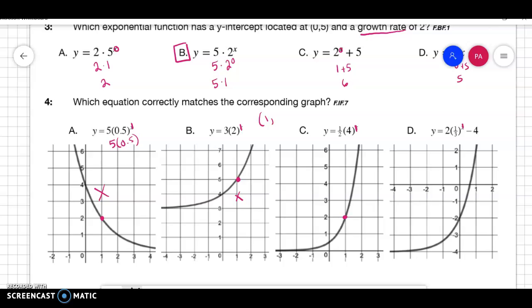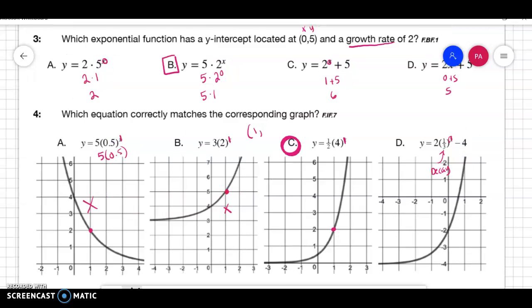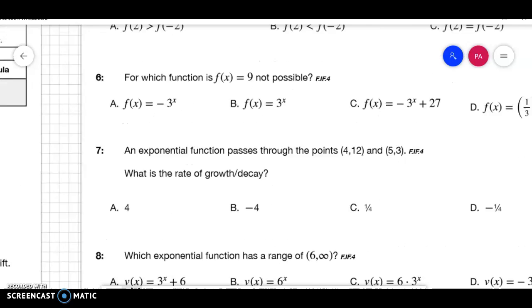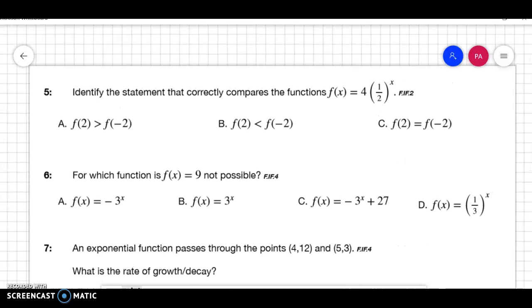And then when x is 1 here, oh, you could have even done 0 here. Well, no, 0 would actually give us that y-intercept there. So I would kind of check out here and check that point. But also notice that this is a decay, and this is actually showing a growth. So that's a good way to say that that does not represent. So C was the correct one there. All right.